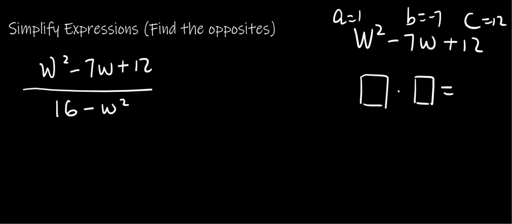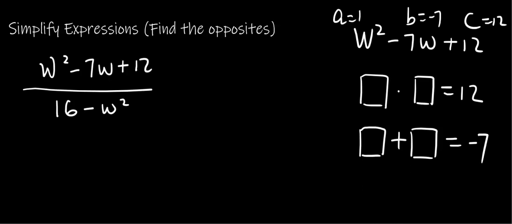All right, two numbers. When we multiply them, the product will be C. C is 12. Same set of two numbers. When we add them, it will be B. In this case, it's a -7. All right, pause this video, see if you can find these two numbers.